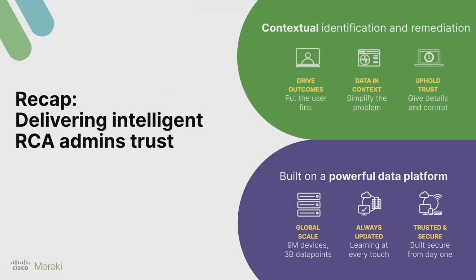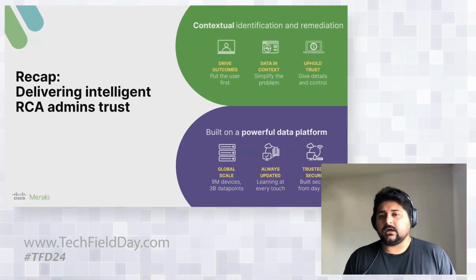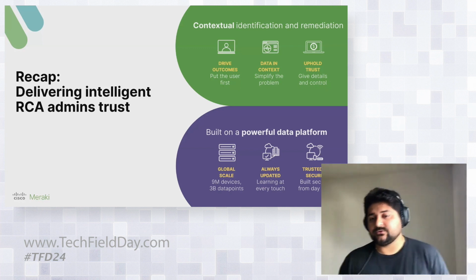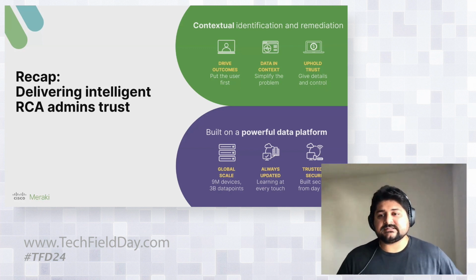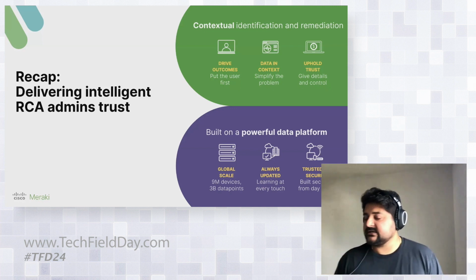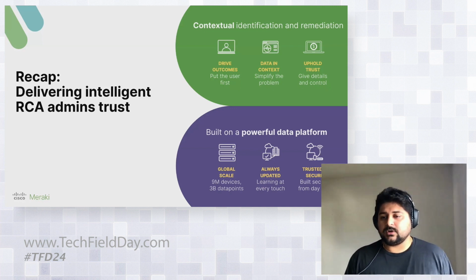So to recap, delivering intelligent RCA has a lot of context that needs to be built in. We want to drive outcomes for our customers, thereby reducing the mean time to resolution. And all of this is powered by the global scale that we have, with close to 10 million devices and the 23 billion touch points that I said. And we are trying to learn from this.